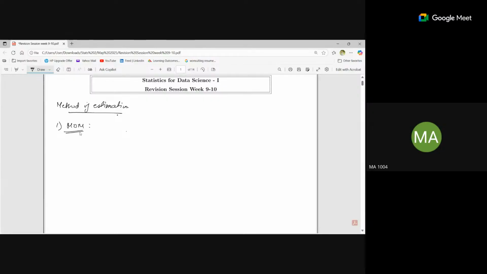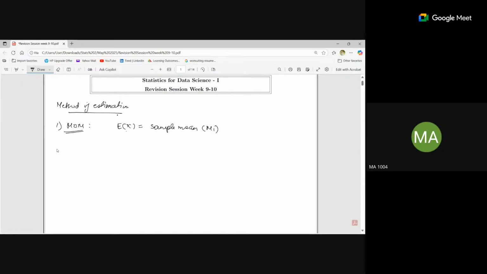What are the steps that we do in method of moments? First of all, we find the expectation and make it equal to the sample mean, which is equal to m1, like we denoted.